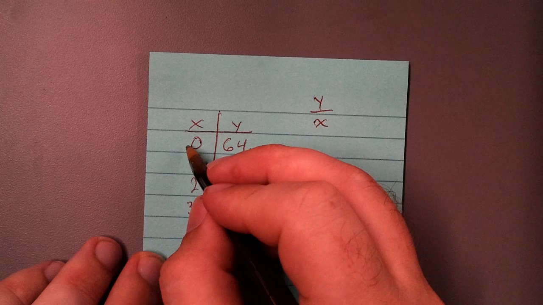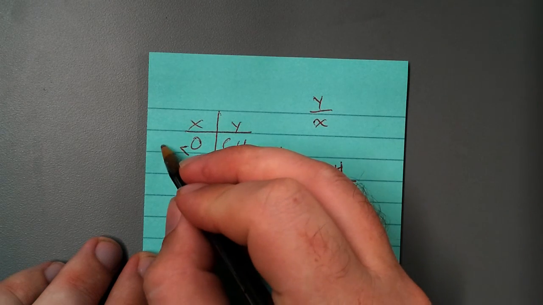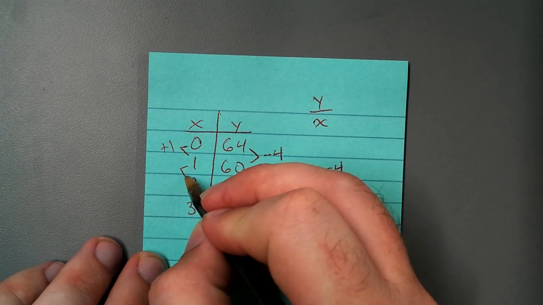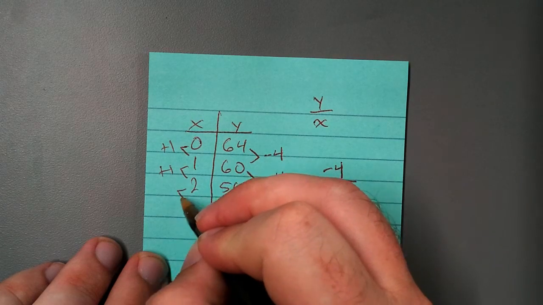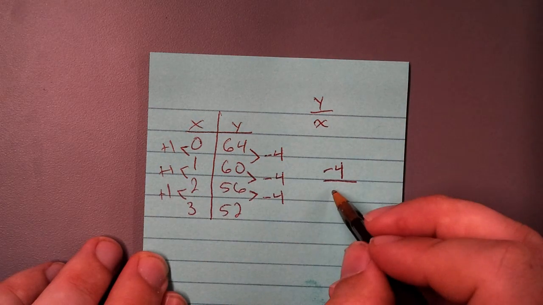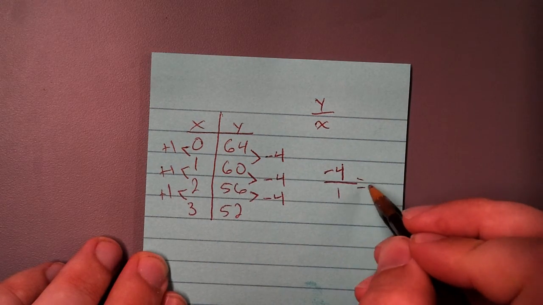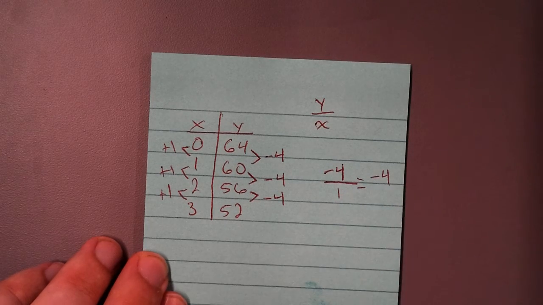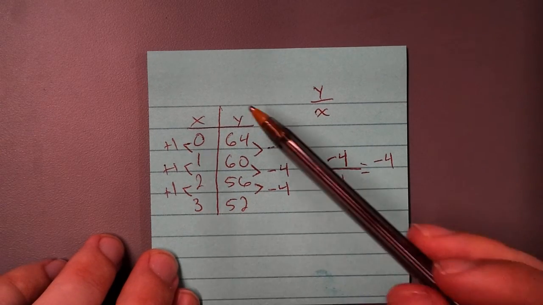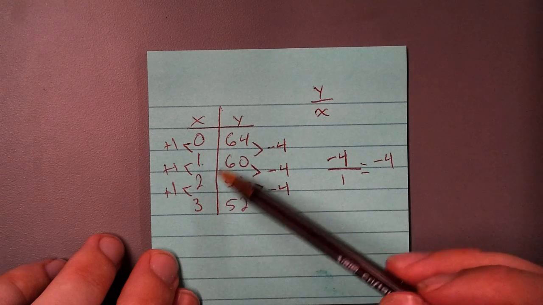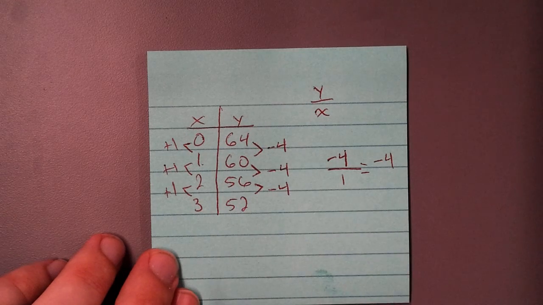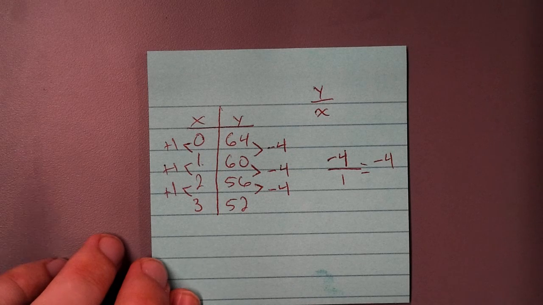Over. Let's look at the change in x's. This goes up 1. Plus 1. And plus 1. So it's negative 4 over 1, or just a slope of negative 4. This means each time that the x goes up 1, the y values are going down 4. Alright, let's try one more.